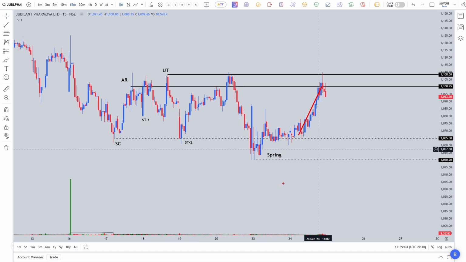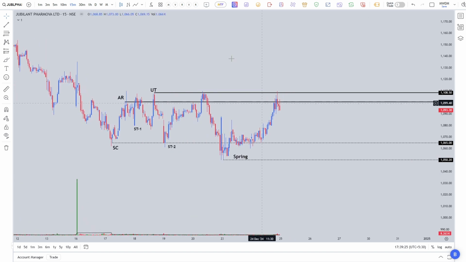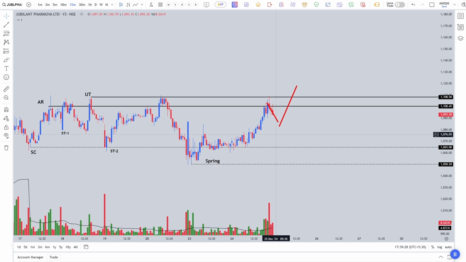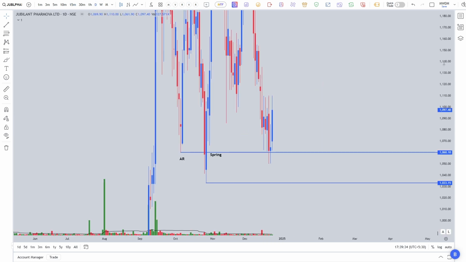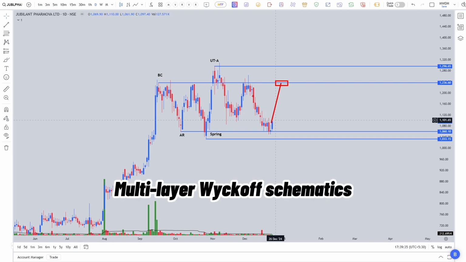So this consolidation on the lower time frame is what I captured as an intraday trade. Now we still have an opportunity. It's not the end. We have this consolidation right now on the 15-minute time frame. If we are getting a breakout on the 15-minute time frame, then guess what? We can capture this momentum on the daily time frame. So this is why I said this is all about a multi-layer Wyckoff schematic approach.